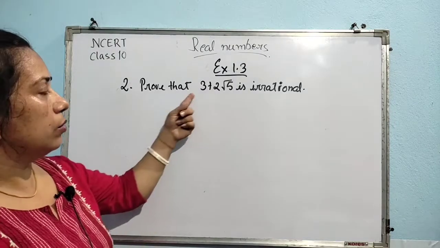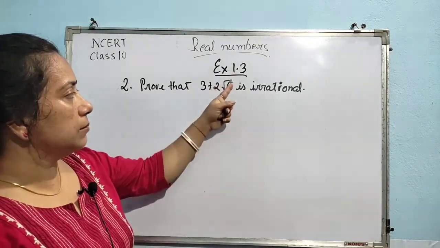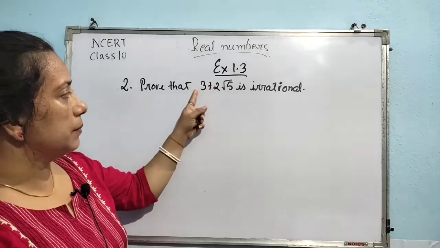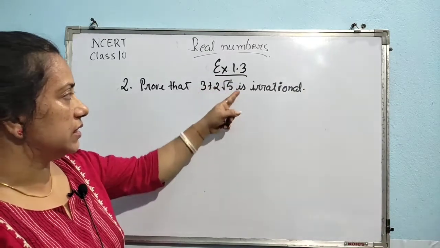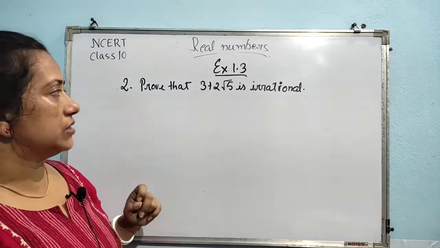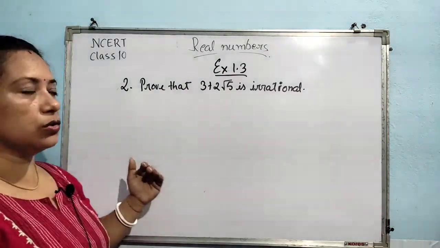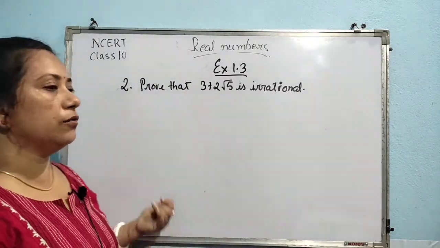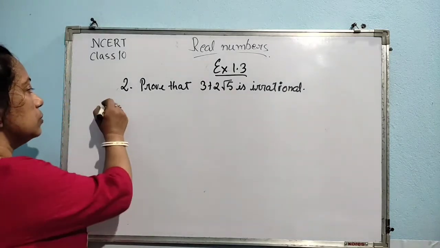Now if you don't have only one simple number, but here see it is the combination of rational and irrational, and you have to prove that this entire number is ultimately an irrational number. So here also we have to prove by the method of contradiction.